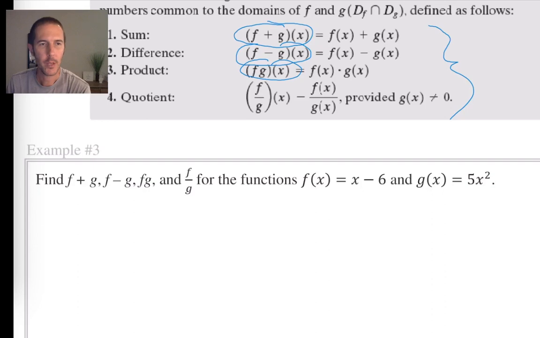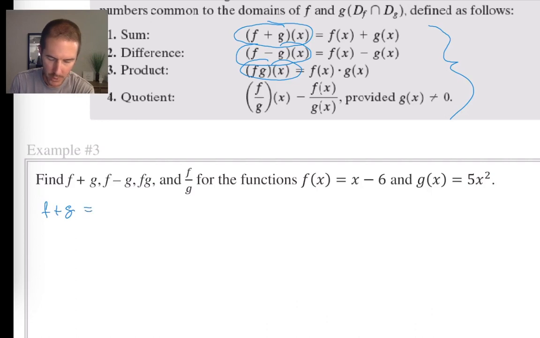In example 3 here, we see a request for the sum, difference, product, and quotient of these two functions. These are not very exciting because there's not a lot of additional steps that happen. Just realize that we can indeed build these using the algebra of functions. So let's just quickly move through these.